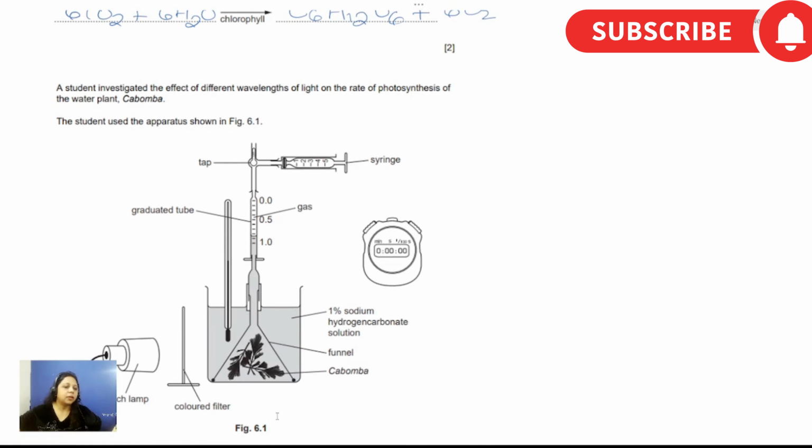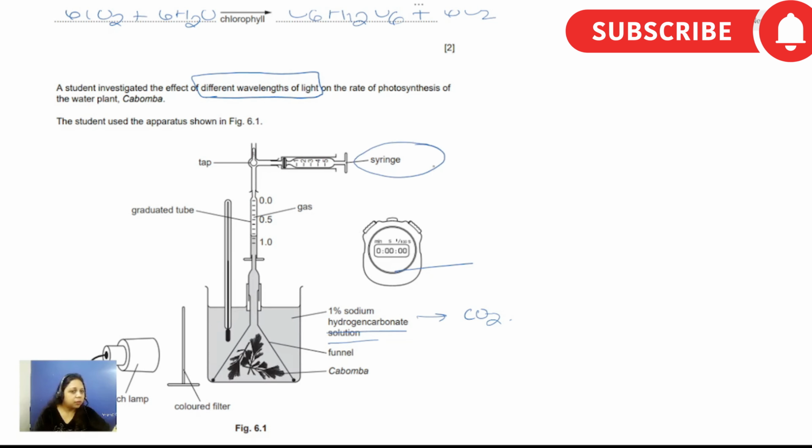Let's go. There is an aquatic plant. We have added sodium hydrogen carbonate as a source of carbon dioxide because carbon dioxide is needed for photosynthesis. We have used a timer because if we are investigating the different wavelengths of light, then we have to shine the light for a certain time. The time should be fixed, it should be constant. So that's why we are using the stopwatch.